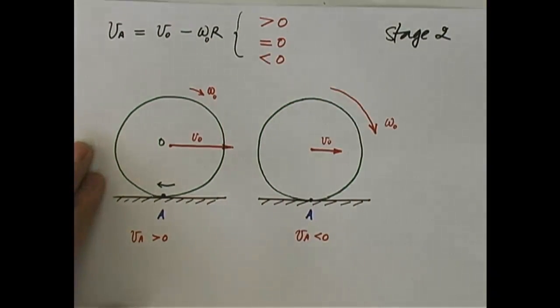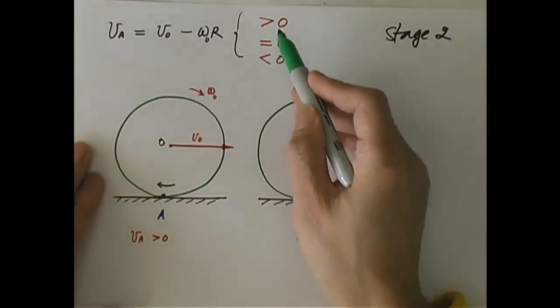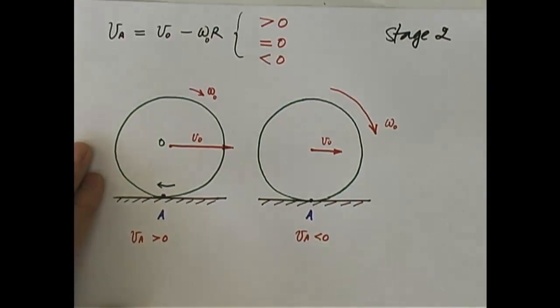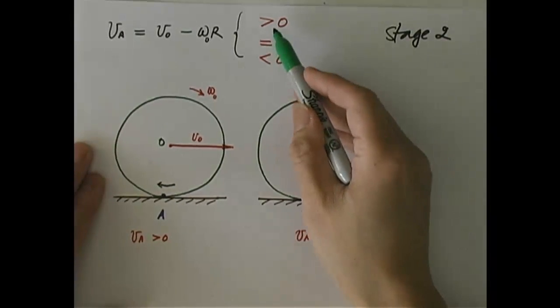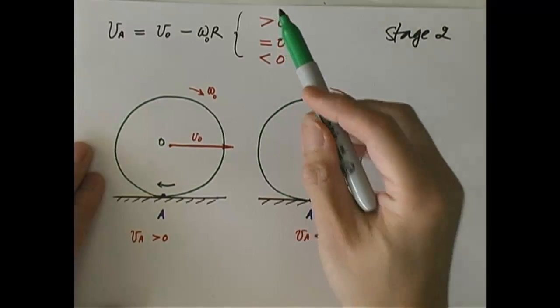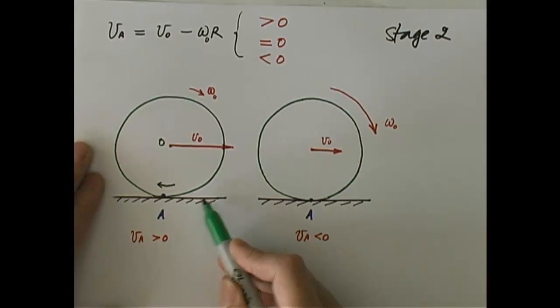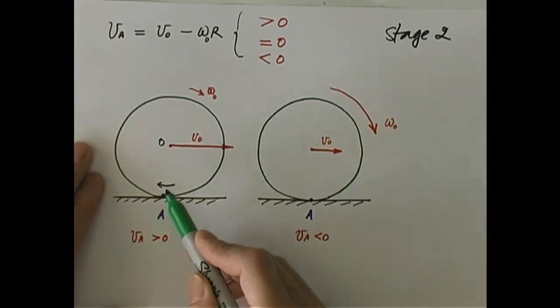Now, there are three possibilities, of course. Is it greater than 0, equal to 0, or less than 0? Let's look at these three possibilities. If it's greater than 0, that means overall the speed is still forward at this point. In other words, the ball slides forward at the contact point.